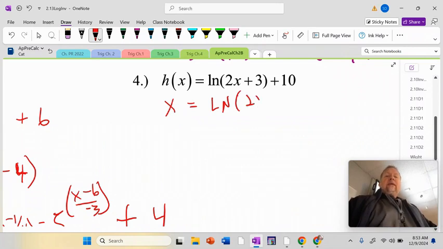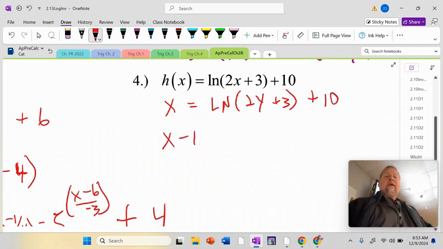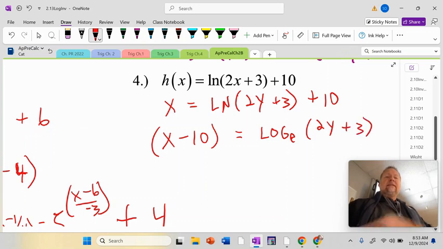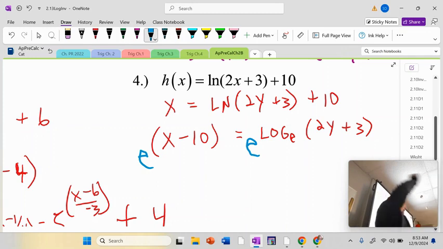Let me make sure I don't make a mistake this time. That is a y, all right? Making sure. And then all you've got to do is get rid of that plus 10 this time. So it's x minus 10. And then we have our 3 positions. x minus 10 equals ln. If you want to make it log base e, go for it, so that you know what the base is. Whatever I do to one side, I do to the other. That's raising e to each side.